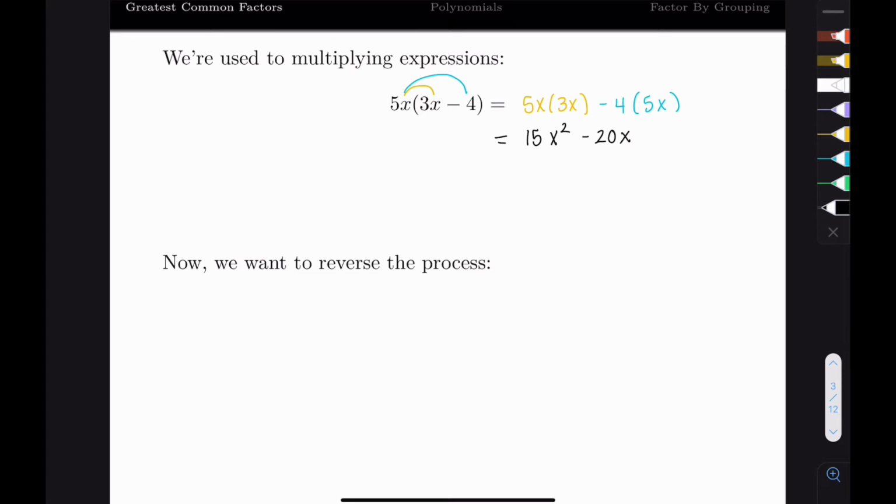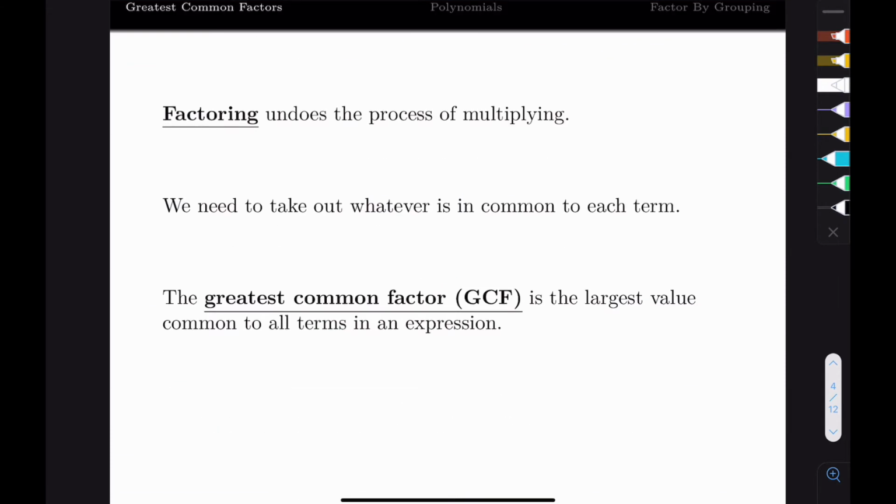This whole unit is going to be about reversing this process of multiplying expressions. So what we want to do is start with something like 5x squared minus 20x, and we want to be able to put it into that multiplication form. So I want to reverse this process and work in this direction instead. And so that's what factoring is. It just undoes the process of multiplying.